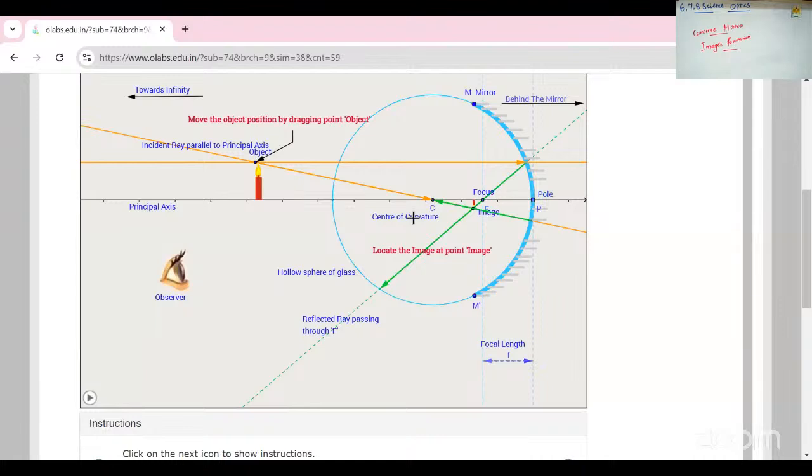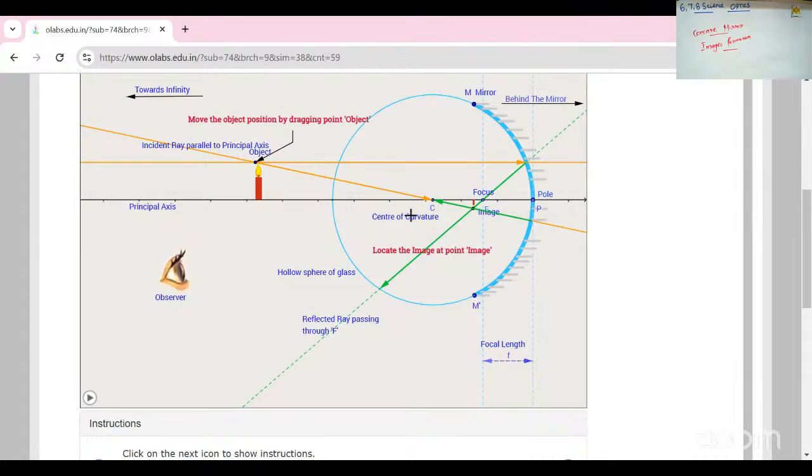Center of curvature means the center of the sphere of which the concave mirror forms a part. It is denoted by the letter C. The next one is the principal axis. This center line is called the principal axis, the straight line passing through the center of curvature and the pole of the concave mirror.